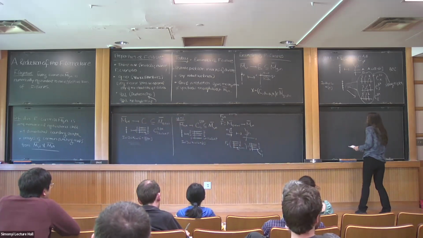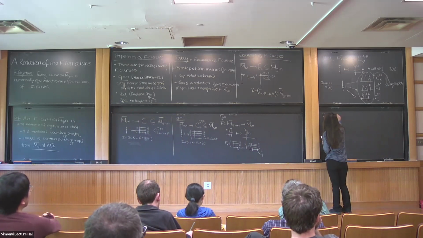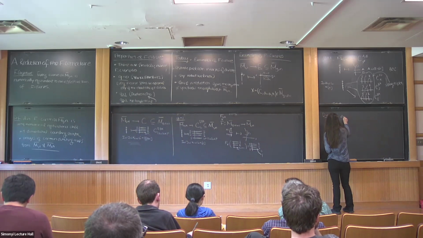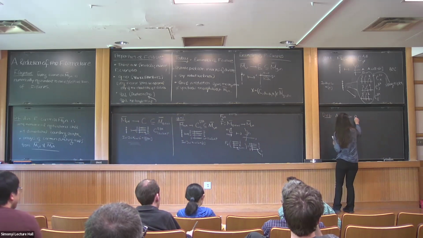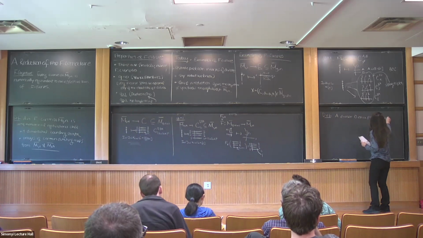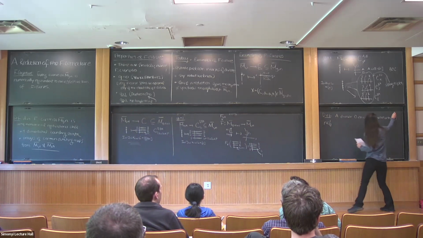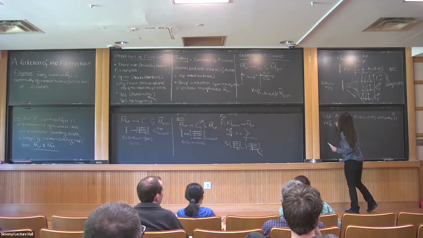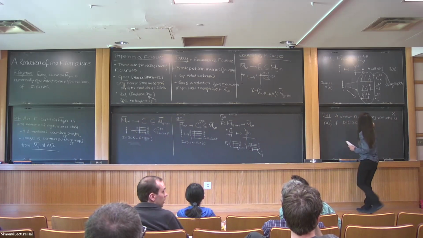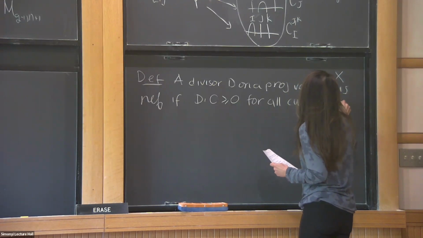Okay, so now I want to state the problem in terms of divisors. Let me just tell you what a nef divisor is. A divisor D on a projective variety X is nef if D dot C is greater than or equal to 0 for all curves C on X.